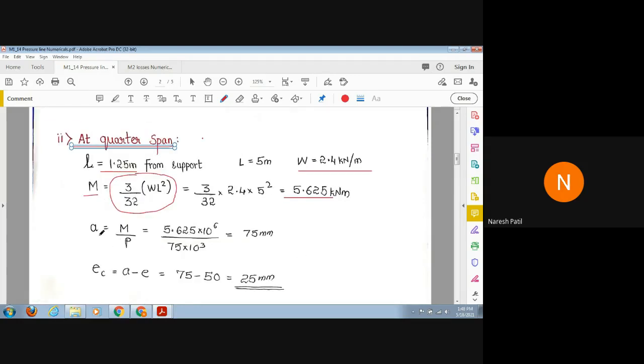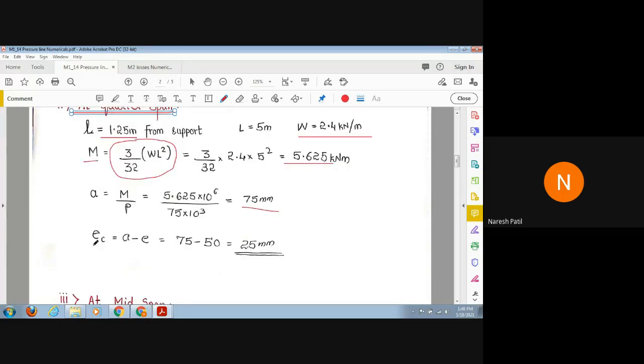So therefore A is equal to M by P. M is 5.625 into 10 to the 6 divided by P, the prestressing force, which is given. So therefore it is 75 mm. The lever arm is 75. Therefore, EC is equal to A minus E. The eccentricity is 50. So it is 25 mm. Now you understand it is positive, which means it is above CGC.